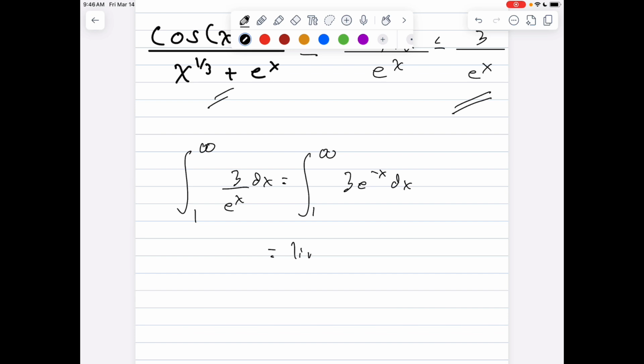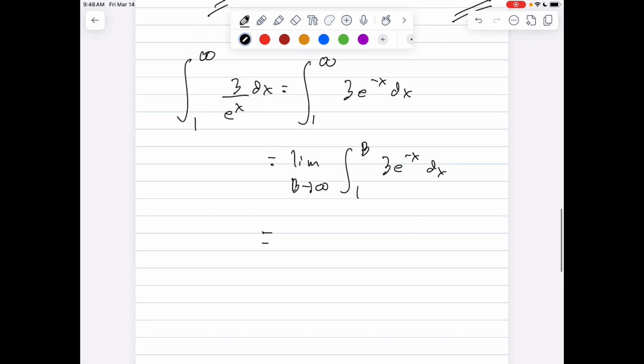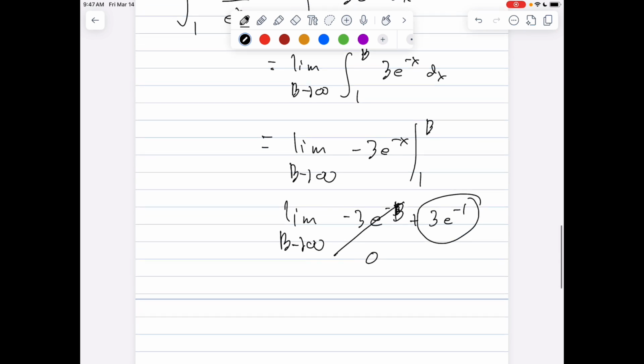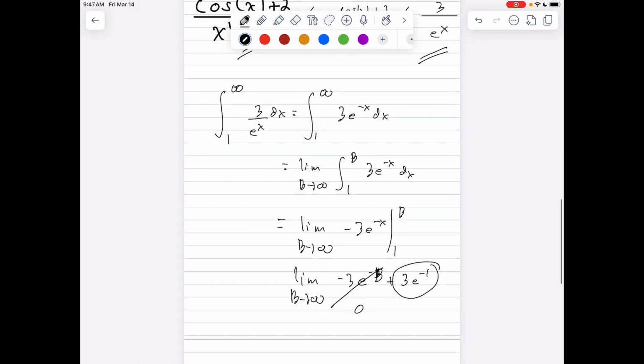If you rewrite this in terms of the notation for an improper integral, it looks something like this. I'm not going to go through all the steps here in terms of the integral, but it would look something like that. If you plug in b and you plug 1 in, you get this right here. Since this limit, e to the minus b, goes to 0, it's going to be 0 plus 3 e to the minus 1, and therefore that integral converges.